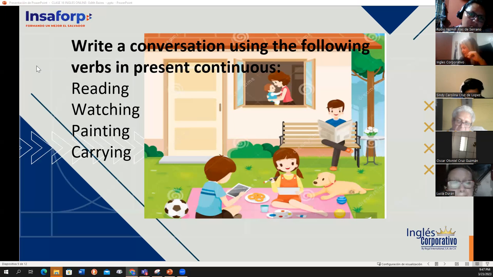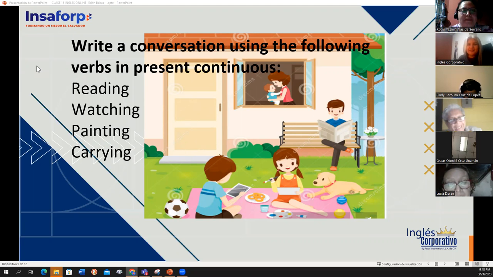Rocio, Jasmine, what about you? Miguel is reading the news. Raquel is carrying her cute baby. And Angel is watching the tablet. Rebecca is painting her doll in her notebook. They are a happy family. Okay, excellent. Thank you so much.